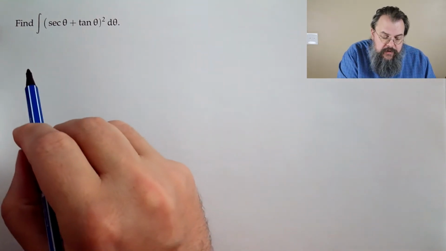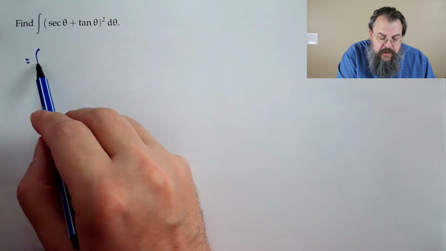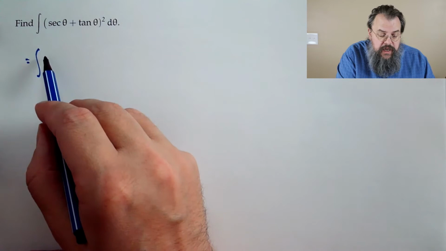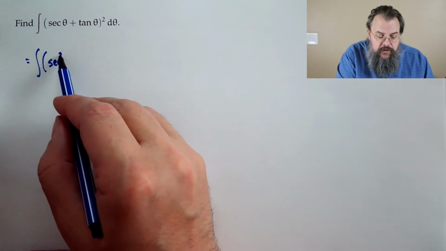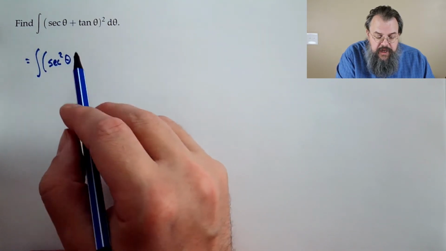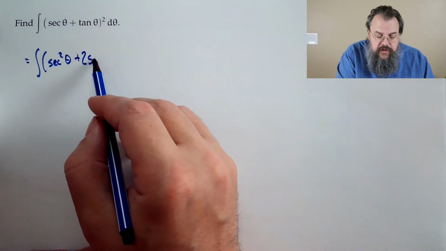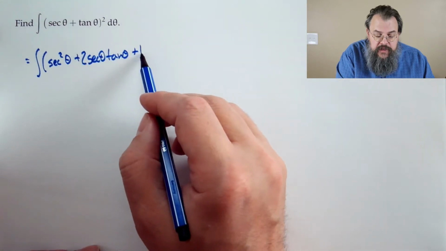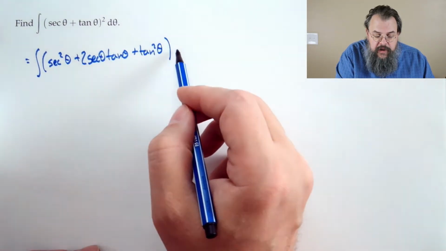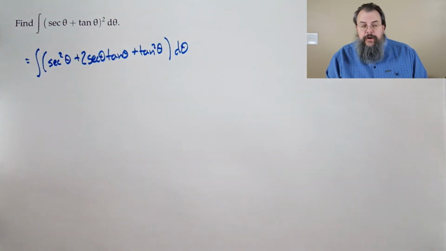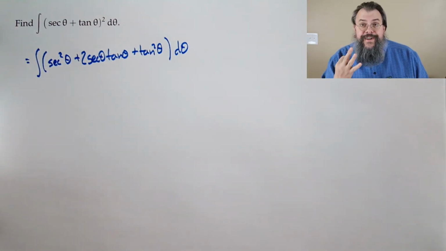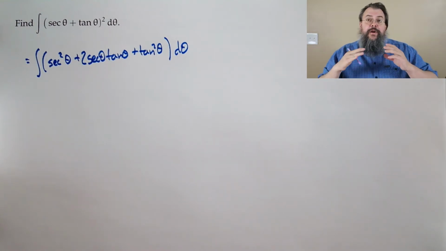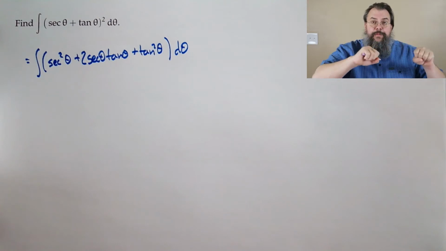So when we square this, that's not so bad. Thinking of this as a plus b quantity squared, it would be a squared, secant squared, then 2ab, so 2 secant tangent, and then b squared, tangent squared, d theta. Now, we have 3 pieces here. And let's go through and talk about them. So, remember, when we have plus, we can treat each one separately.